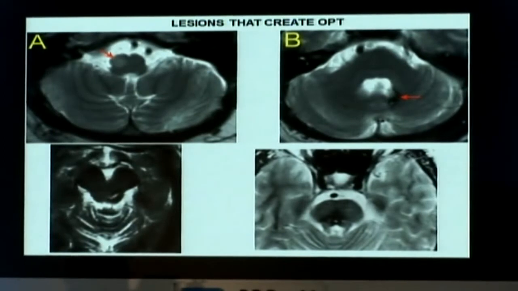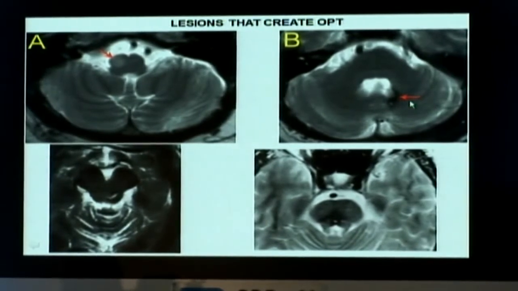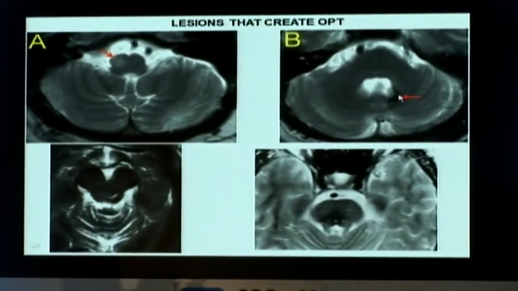Here are some of the lesions that create ocular palatal tremor. First of all, this is the inferior olive, and it's big and it's bright. It's hypertrophied and it has increased signal in this syndrome. And these are some of the lesions that cause it. Deep cerebellar nuclei, superior cerebellar peduncle. These are mostly cavernous angiomas, which caused this. And this was a pontine hemorrhage. This is iron, iron, iron. So these are some of the lesions.